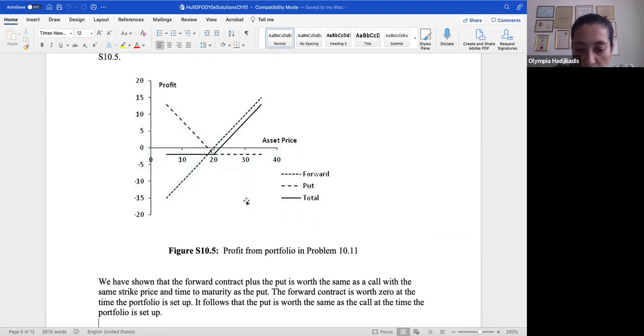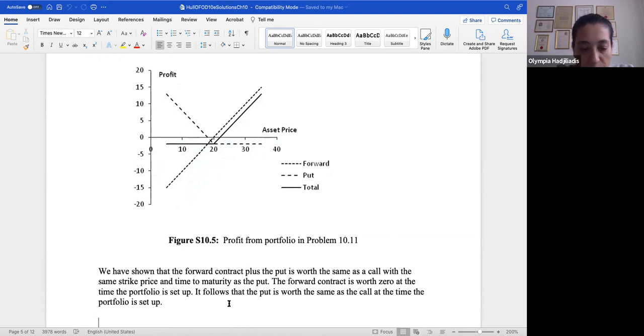So we have shown that the forward contract plus the put is worth the same as a call with the same strike price and time to maturity as the put. The forward contract is worth 0 at the time the portfolio is set up. It follows that the put is worth the same as the call at the time the portfolio is set up.